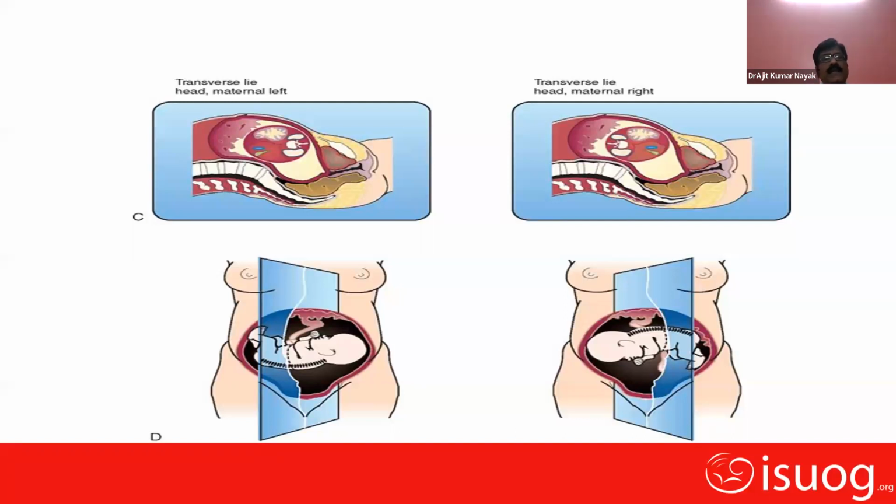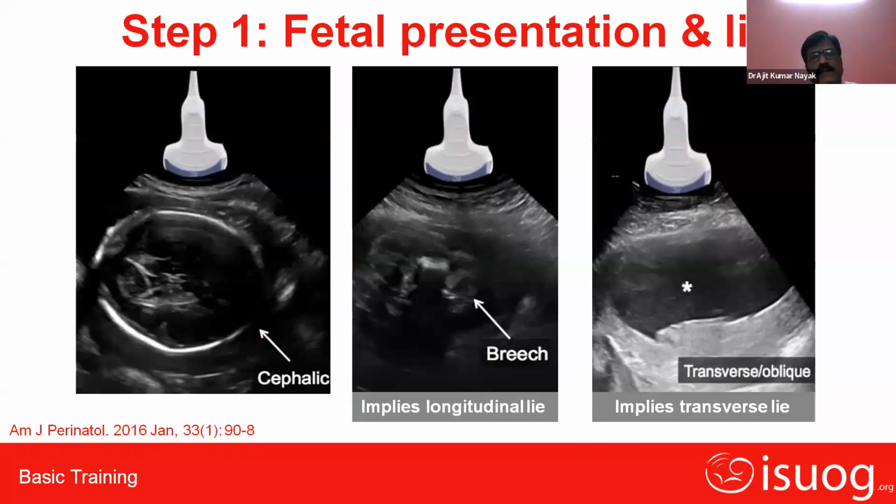So these are the pictures. The first one is the cephalic presentation, the second one is the breech, and the third one is the transverse lie.